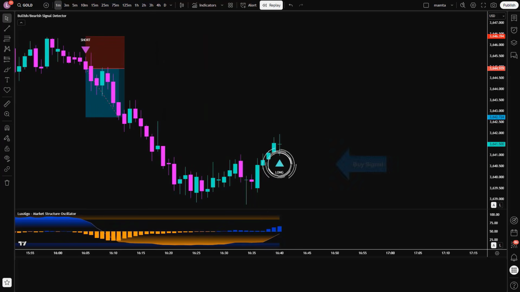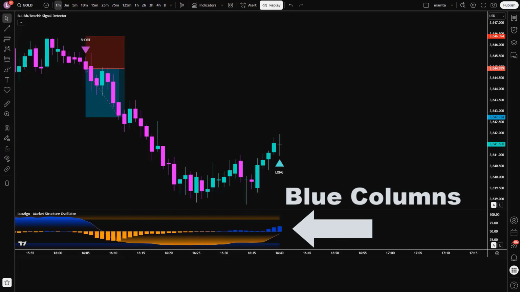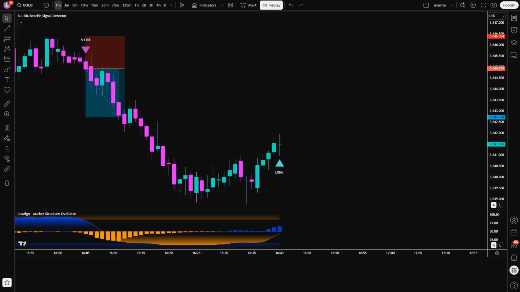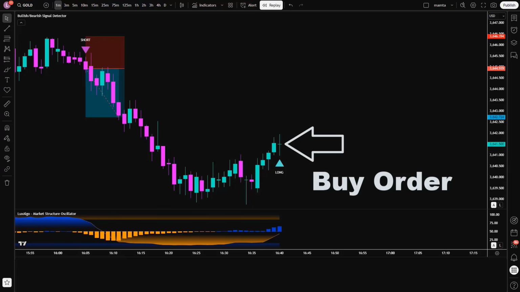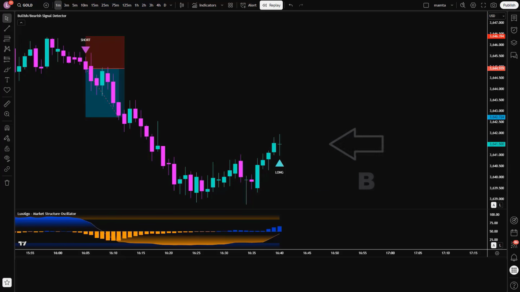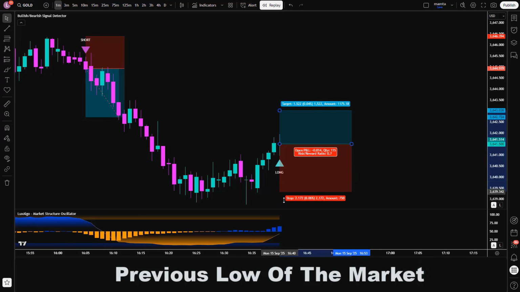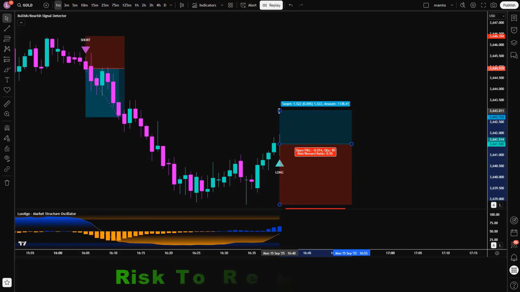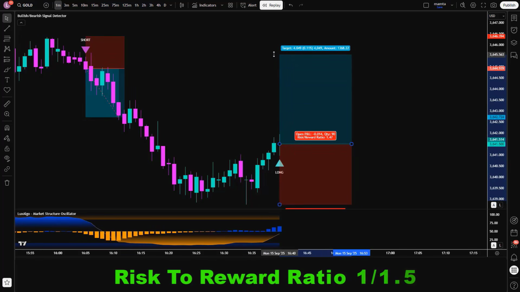understand. Here the uptrend bullish-bearish signal indicator gives us a buy signal. Here the market structure oscillator indicator shows blue color columns. Here the market has made a bullish candle to give confirmation. So all our conditions are being fulfilled, so we are placing an order to buy. Our stop loss is the previous low of the market, and the risk to reward ratio will be 1:1.5.